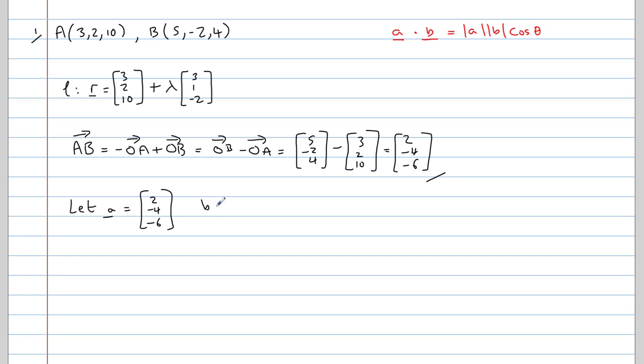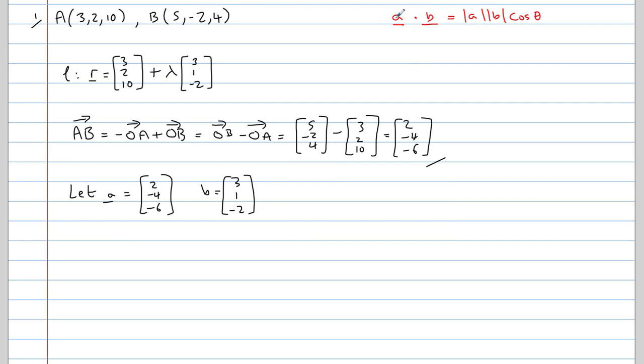And we'll let B be the direction that line L is travelling in. And to get the direction part of this equation, we use the second part that's multiplied by lambda. So that's going to be 3, 1, minus 2. Rather than just doing this formula in one go, it's often useful to just do A dot B first. The reason for that is that sometimes when you do A dot B, you get 0, which means they're at right angles, and then there's no point in calculating the mod parts.